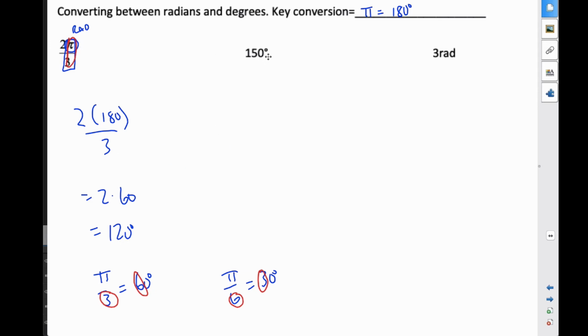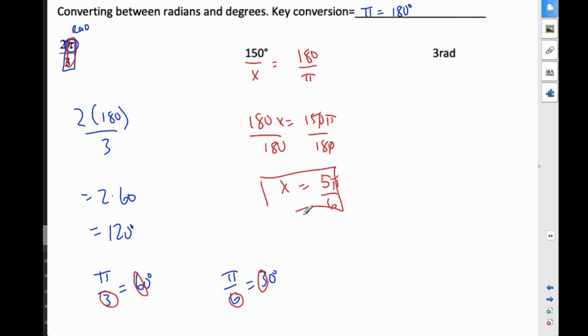If I want to go the other direction now, if I want to change this to radians, well, I have 150 as my degrees, and I want x radians. Well, my conversion factor is this. I know that's 180 degrees over pi radians. And if I do some cross multiplication, I get 180x is equal to 150 pi. Divide by the 180, and x will be, cancel out the zeros, divide by 3, I get 5 pi by 6. And so this is the radian measure for 150 degrees.